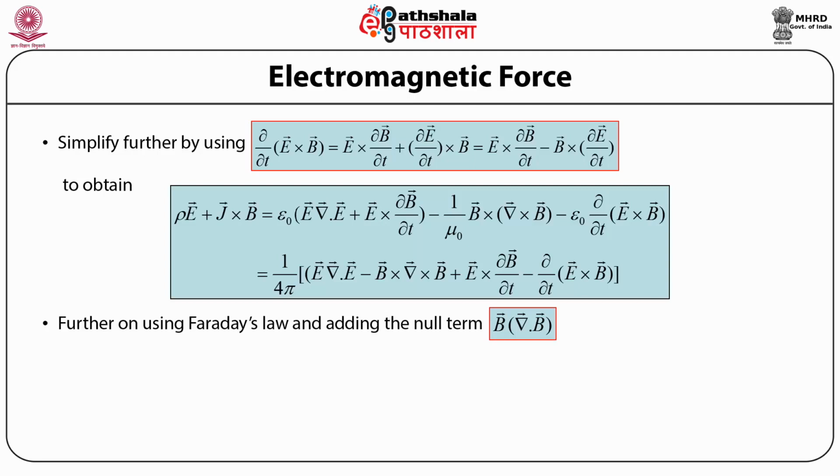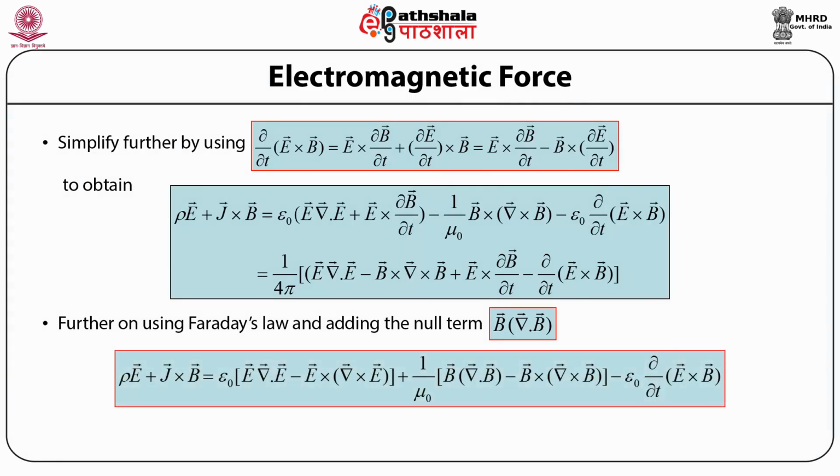So using all of this, we can then rewrite the above equation as the charge density rho times the electric field E plus the cross product of the current density J and the magnetic field induction vector B is equal to epsilon naught times bracket open electric field vector E times the divergence of the electric field E minus electric field vector E cross product with the curl of the electric field vector E bracket close, plus 1 upon mu naught times bracket open magnetic field induction vector B times divergence of the magnetic field induction vector B minus the cross product of the magnetic field induction vector B with the curl of the magnetic field induction vector B, bracket close, minus epsilon naught times partial time derivative of the cross product of the electric field E and the magnetic field induction vector B.